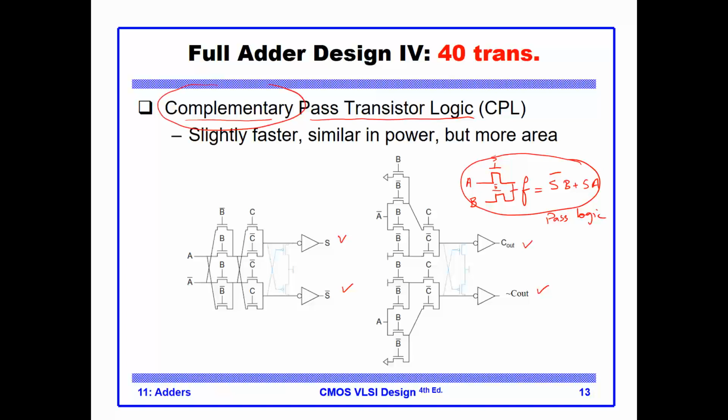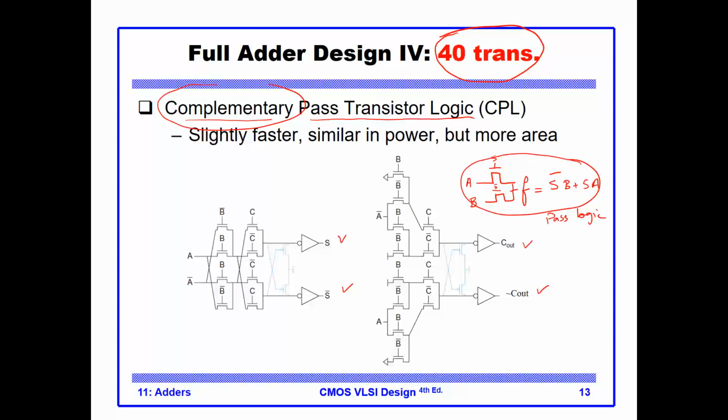The value of this complementary pass logic is the fact that you gain implementing the function and its complement, and in many cases we need the function and its complement. In many circuits, we would like to have always the function and its complement, but it comes at a price, which is 40 transistors.